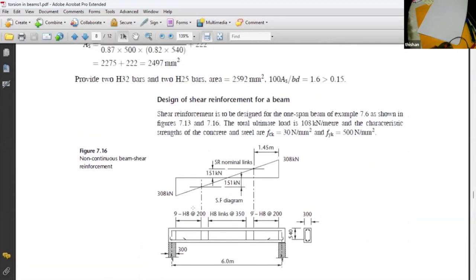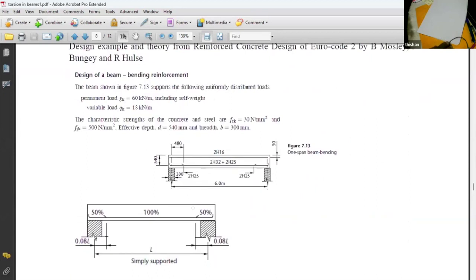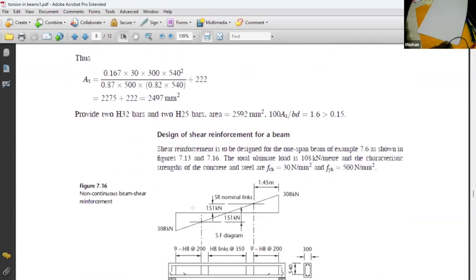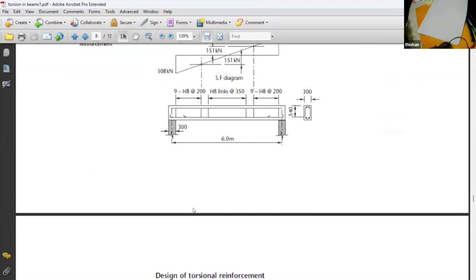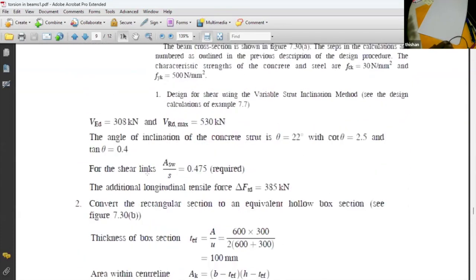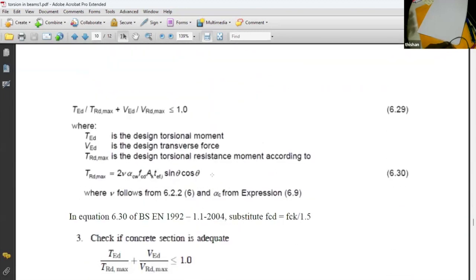Because we did examples, so I'm sure you can recall it. And this is the first part of the design where the beam has been designed for flexure and the beam has been designed for shear. And we know the amount of shear link required, and the shear link requirement is given as Asw/s is 0.475. Just keep it in mind because that's important information that we can use later.